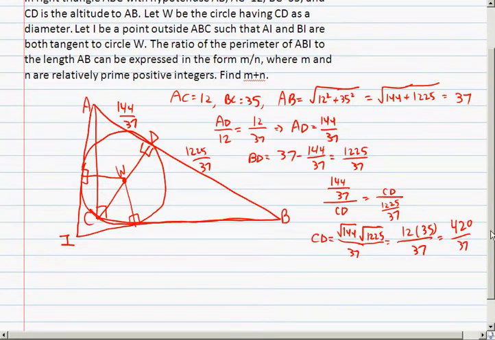So that means the inradius, little r, of circle W would be half of CD, which is 210 over 37. And so we can go ahead and label that here.